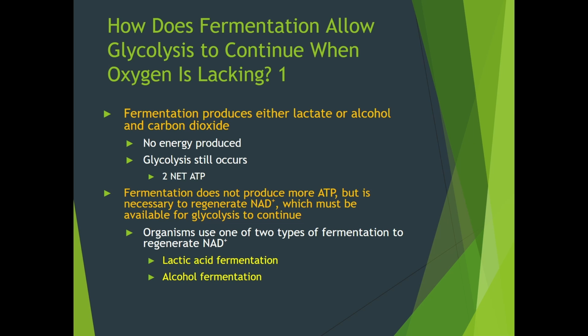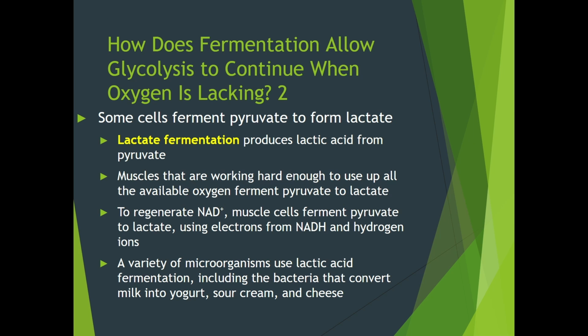So let's take a closer look at lactic acid fermentation and alcohol fermentation. Some cells ferment pyruvate to form lactate. So lactate fermentation produces lactic acid from pyruvate. We take the pyruvate from glycolysis and turn it into lactate. Lactic acid can actually make muscles sore if it builds up. But we also use lactic acid in other types of fermentation processes, such as converting milk into yogurt, sour cream and cheese. A lot of bacteria is used to do those conversions, because bacteria are the type that are anaerobic and can perform lactate fermentation or produce the lactic acid needed for those types of food conversions. But lactate fermentation itself is just there to regenerate NAD+ from NADH, which is produced at the end of glycolysis.